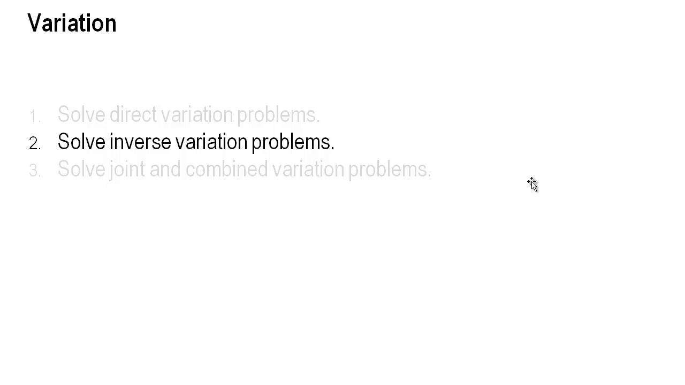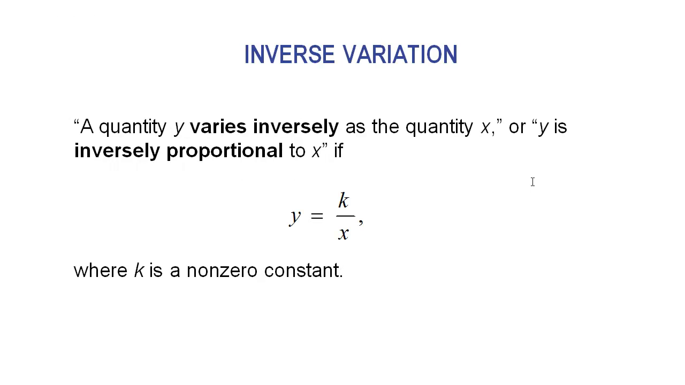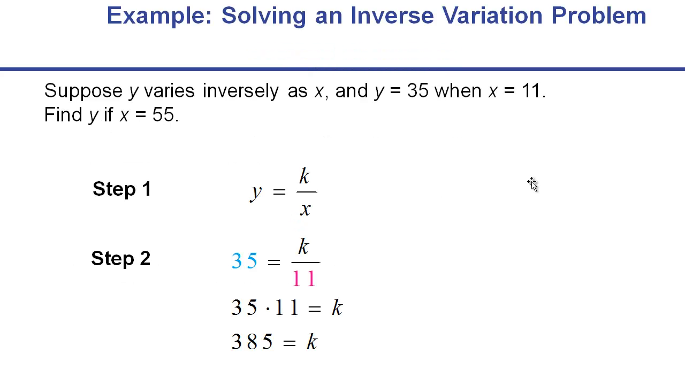Okay, now let's move on to inverse variation. So before was direct, now it's inverse. Something varies inversely as the quantity of something else, or y is inversely proportionate to x. Those are the ways that you'll recognize an inverse variation. It'll normally have the word inverse in it. And now instead of y equals k times x, it's y equals k divided by x.